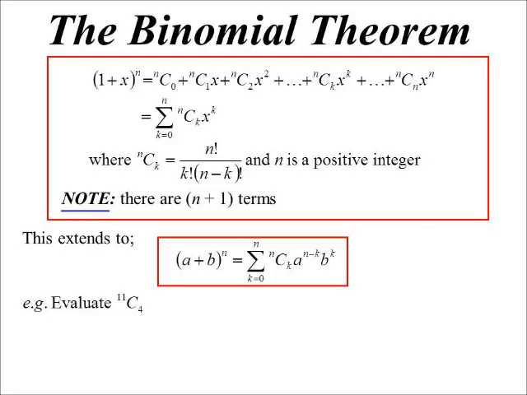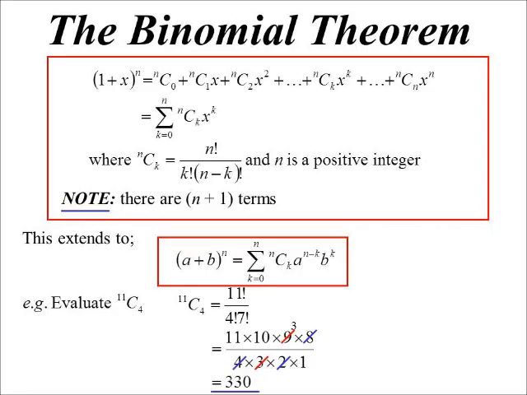Okay, evaluate 11C4, but oh no, we've lost our calculator. So we have to go back to our definition. 11 factorial over 4 factorial, 7 factorial. The 7 factorial would go into the 11 factorial, leaving me with 11 times 10 times 9 times 8 over 4 times 3 times 2 times 1. But now we can have some fun doing some cancelling. 4 2s are 8. And then 3 will go into 9 3 times. 11 times 10 times 3, 330.